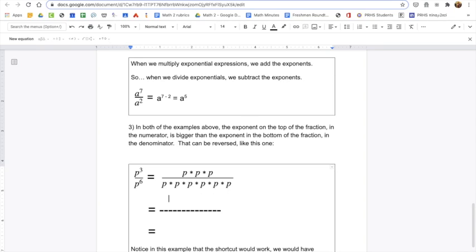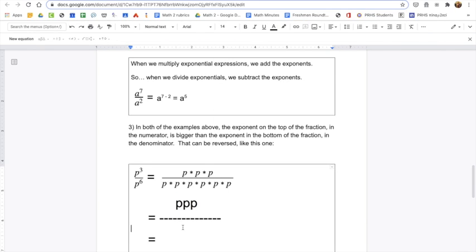Here I've got p times p times p on the top. And on the bottom, I've got 6 of them. p times p times p times p times p times p. I'm going to make that font bigger. And we're going to do the same thing.